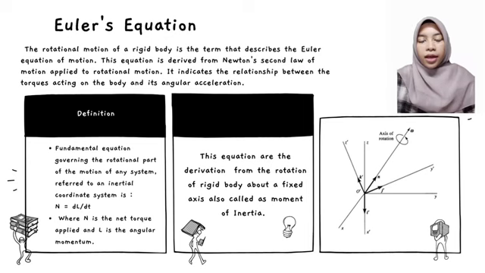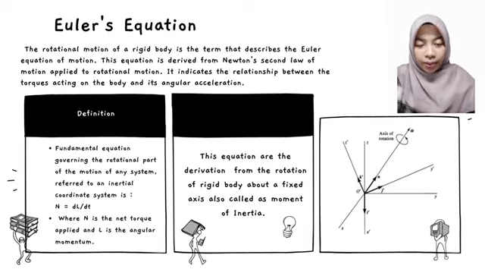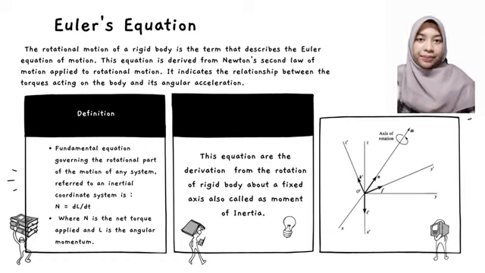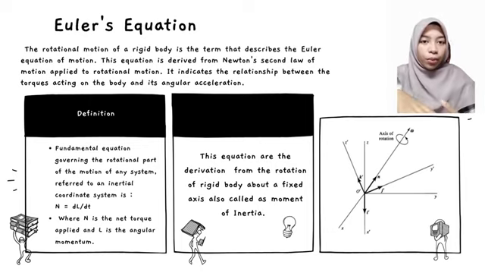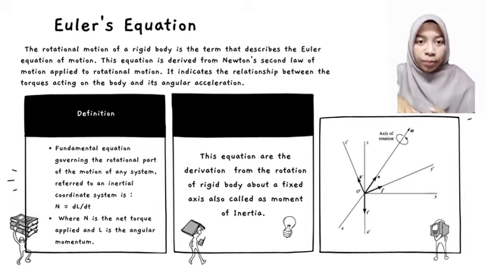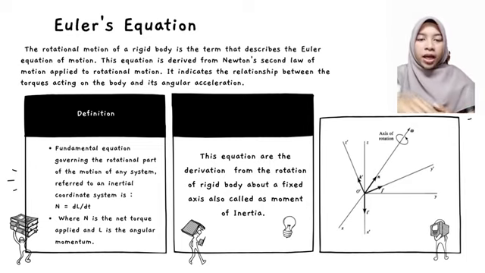Assalamualaikum, my name is Nur Tania binti Aman Shah. Today I will explain about the Euler equation. In the Euler equation, the rotational motion of a rigid body is what the Euler equation of motion describes. This equation is derived from Newton's second law of motion applied to rotational motion. It indicates the relationship between the torques acting on the body and its angular acceleration.